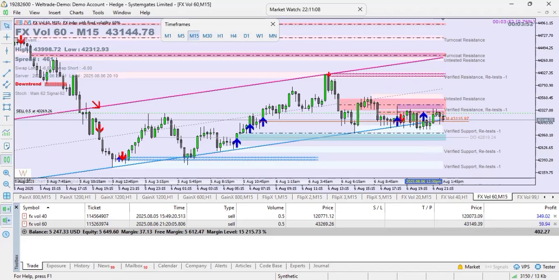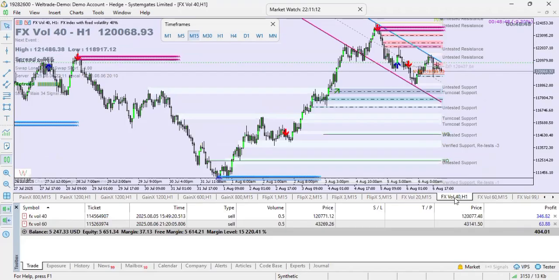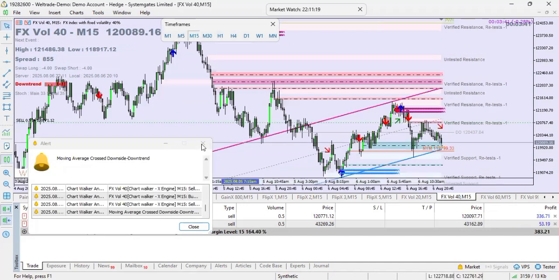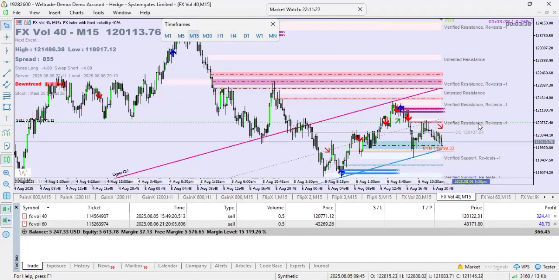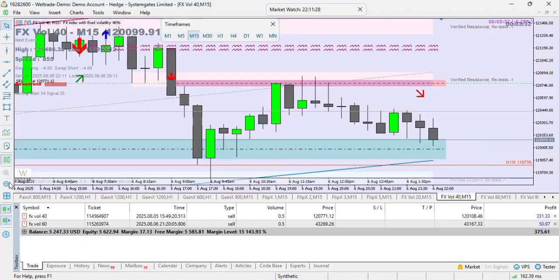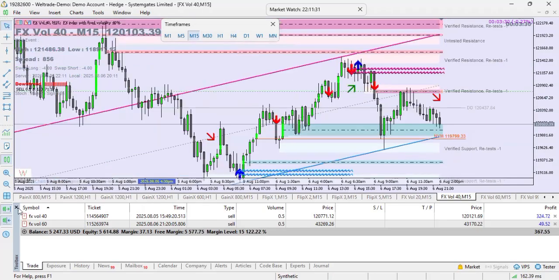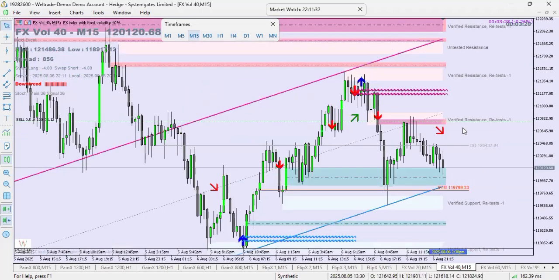I took two trades on FX Vol, both of them FX Vol 40. This was the trade I took on FX Vol 40. Now let's look at it at 50. Those were the trades I took at the verified resistance. Let me expand it to be larger so that you can see very well. These were the trades I placed at the verified resistance, FX Vol 40.